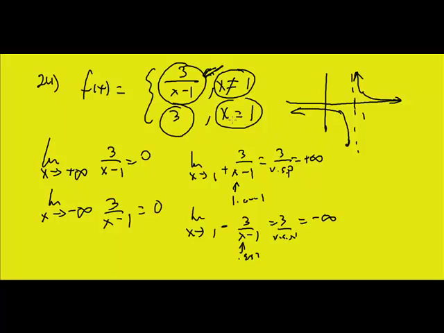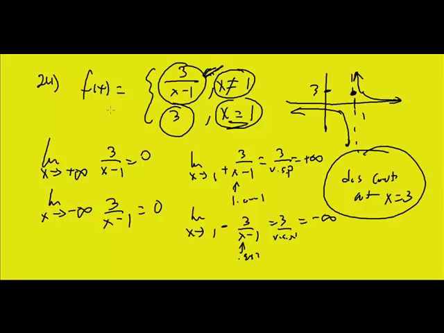But what is actually happening when x is equal to 1? When x is equal to 1, it's going to be 3. So look at that graph. Is it continuous? No. So it is discontinuous at x equals 3, or, excuse me, x equals 1. Discontinuous at x equals 1, not 3.